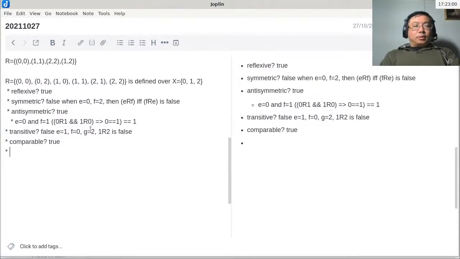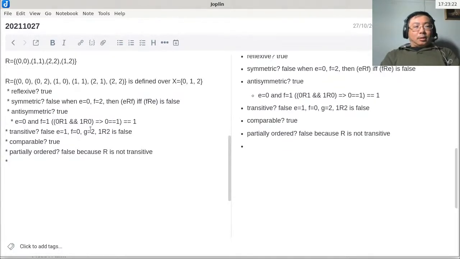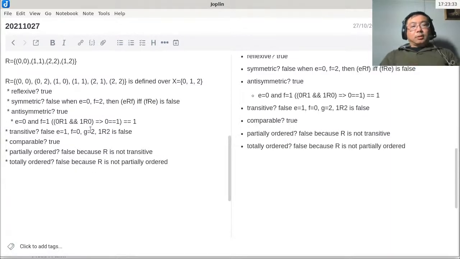Now we are moving on to the easy ones, because partially ordered is easy, because it's lacking one of the 3 necessary properties to be partially ordered. We'll say it is false because R is not transitive. And is it totally ordered? That's even easier. It is also false because R is not even partially ordered. There we go. So that's the full answer to this specific question.